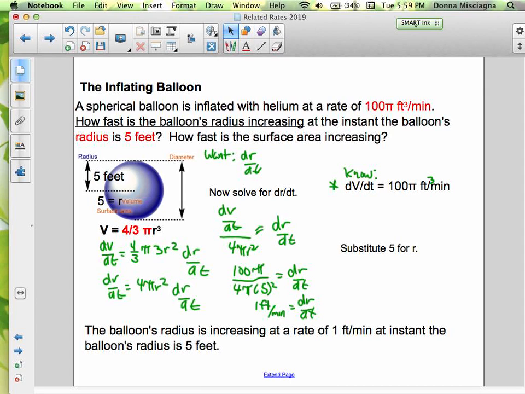All right, so you're taking the AP test and it asks you for dr/dt, right? Because dr/dt is not 1 foot per minute all of the time. It's 1 foot per minute the instant the balloon's radius is 5 feet. So if you're taking the AP test, don't forget to include the entire answer.